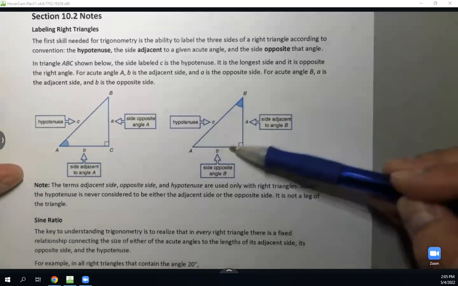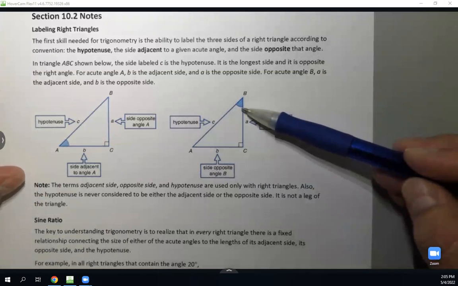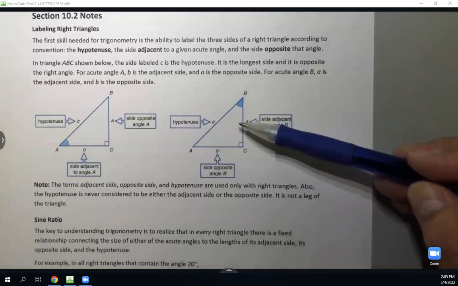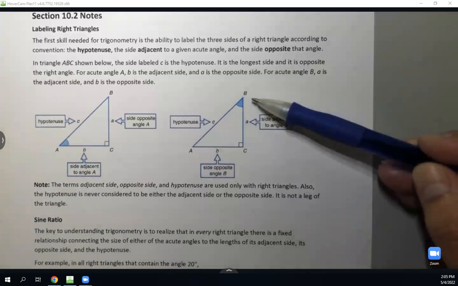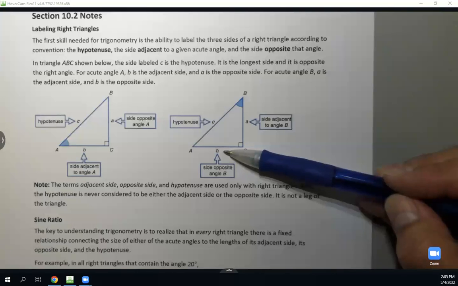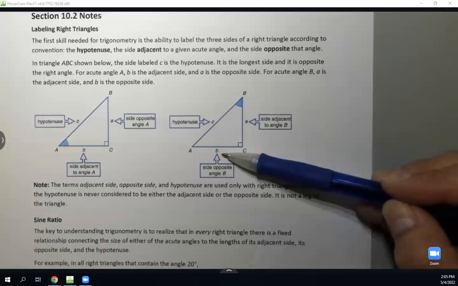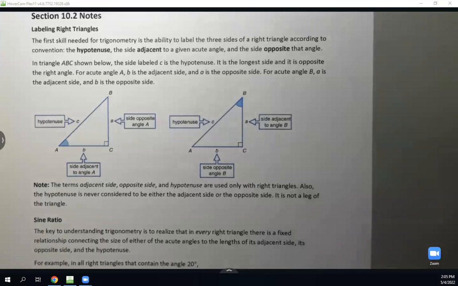The other two legs will be the opposite and the adjacent, and it just depends. I've been doing this a long, long time, and for me, it's always simplest to figure out the opposite first. So I think about the opposite and then the other one has to be the adjacent. But it doesn't really matter. Okay, so far so good.